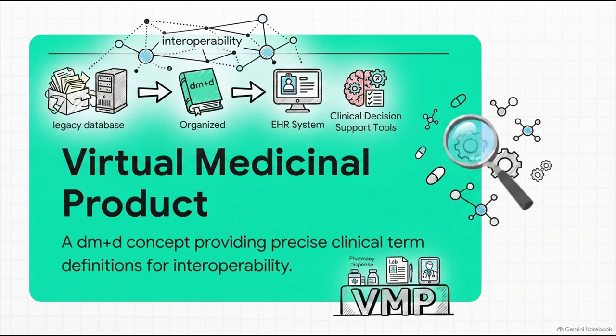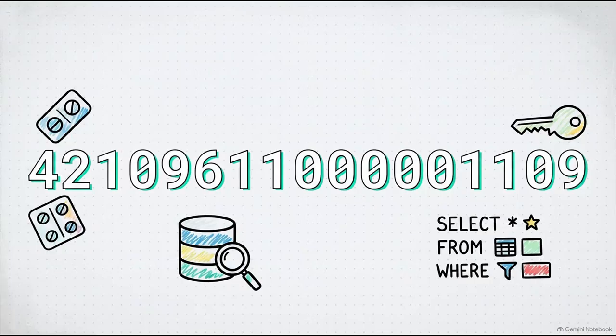And this isn't just to keep things neat and tidy. This standardization is absolutely critical for interoperability. It's literally what allows this dataset to communicate flawlessly with electronic health records and clinical decision tools across the entire healthcare ecosystem. And this number brilliantly illustrates exactly how this works in practice.